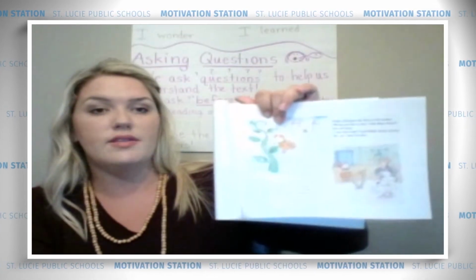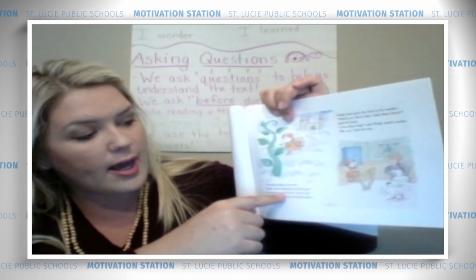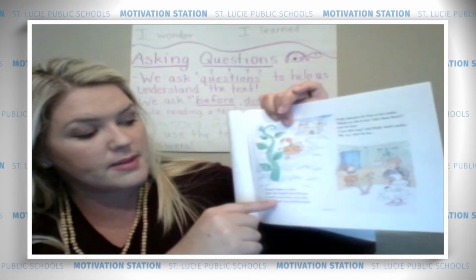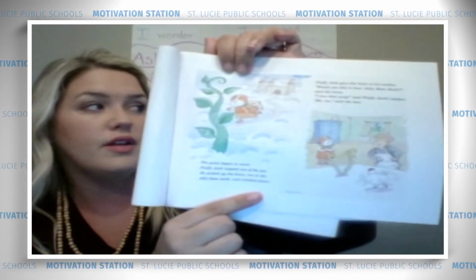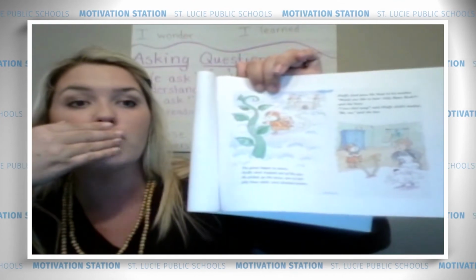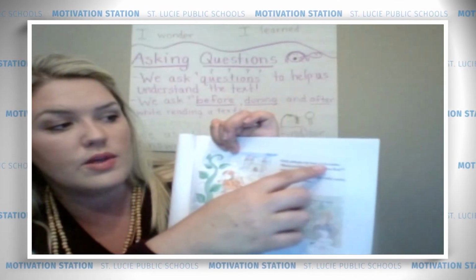The giant began to snore. Shh. Fluffy Jack hopped out of the pot. He picked up the harp, ran to the jelly bean stalk, and climbed down. You were correct. Kiss your brain. Awesome. Fluffy Jack gave the harp to his mother.